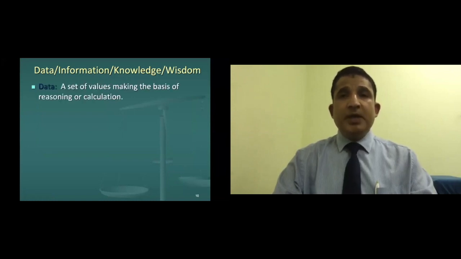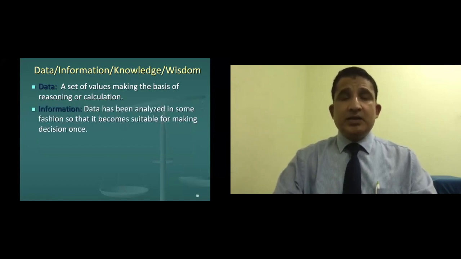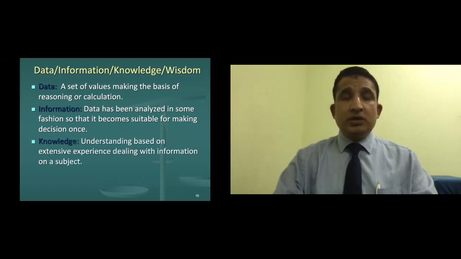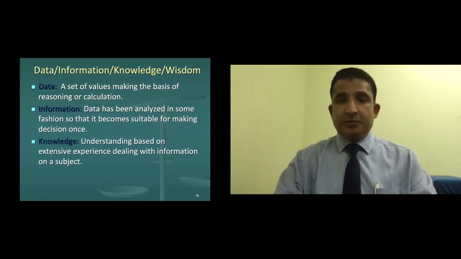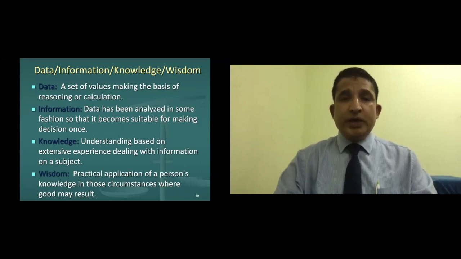These are four closely related terminologies. I'd like to go through these one by one. Data is nothing but a set of values making the basis of reasoning or calculation. Information is defined as when the data has been analyzed in some fashion so that it becomes suitable for making decisions. So from data, it becomes information to make decisions. We become knowledgeable when there is understanding based on extensive experience dealing with information on a subject. Then ultimately we become wise when there is practical application of a particular knowledge in those circumstances when good may result.